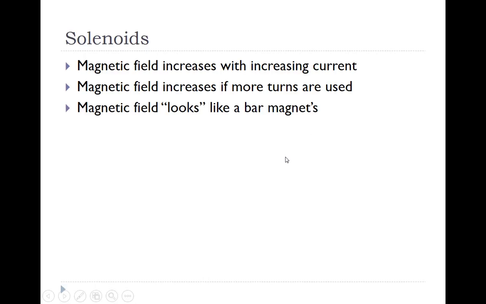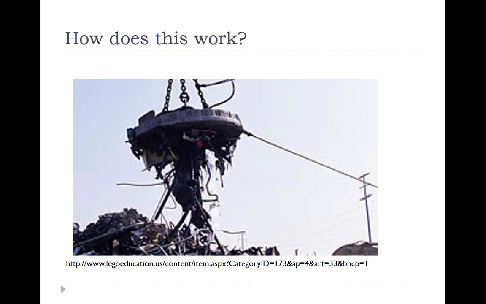So summarizing, the magnetic field due to a solenoid increases if you increase the current through the wire. It increases if you add more turns, and it looks like the field due to a bar magnet. This is exploited in very many ways, but one that is very easy to imagine is a large magnet used to pick up junk.